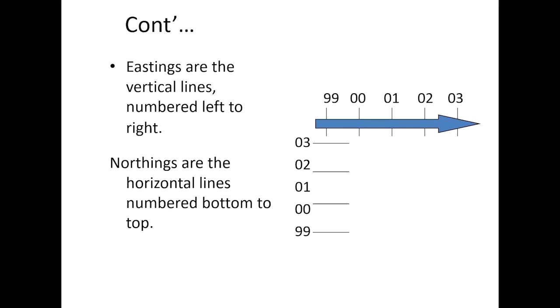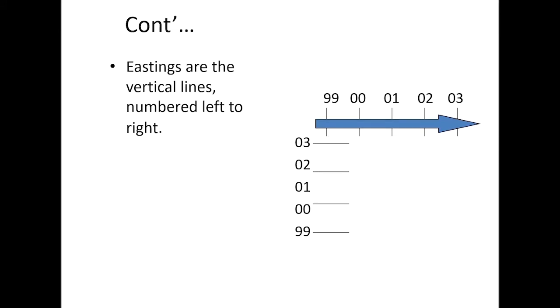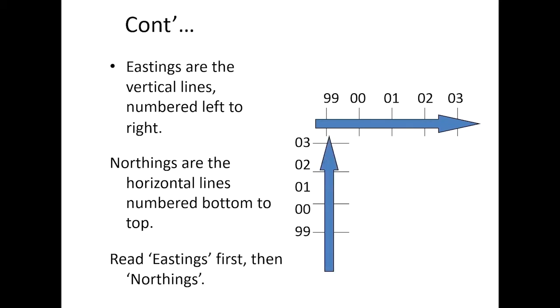Northings are the horizontal lines numbered from bottom to top, and we call them northings because they're measuring distance along that northern direction. We always read eastings first and then northings. So when you describe the grid coordinates, it's eastings first, northings second, which is opposite to latitude and longitude.